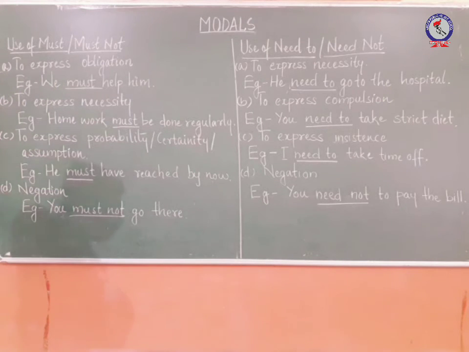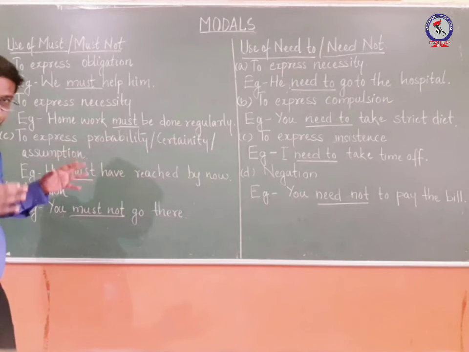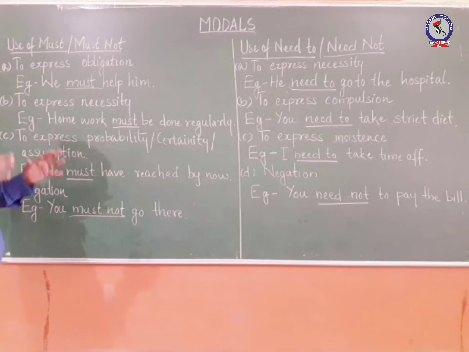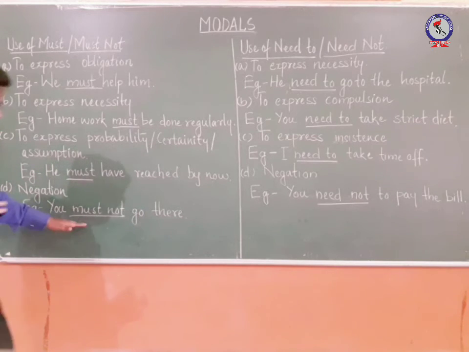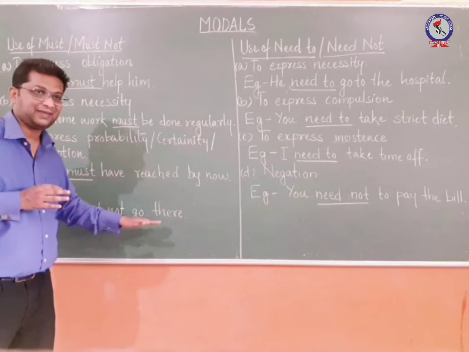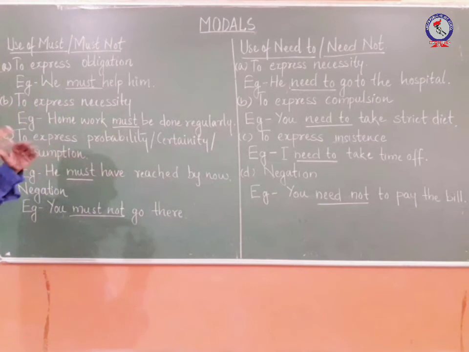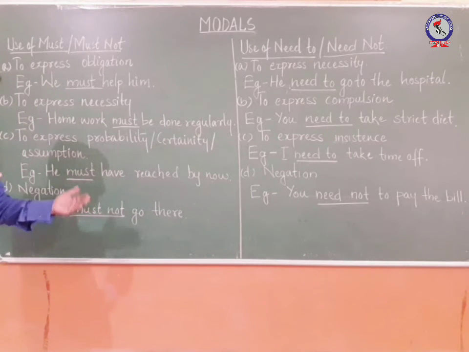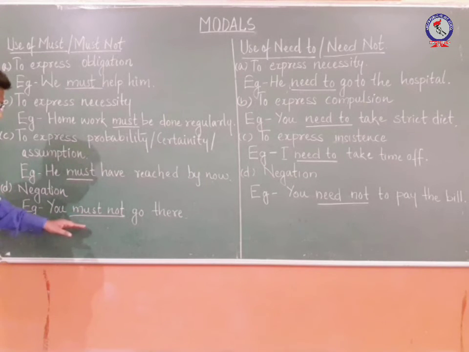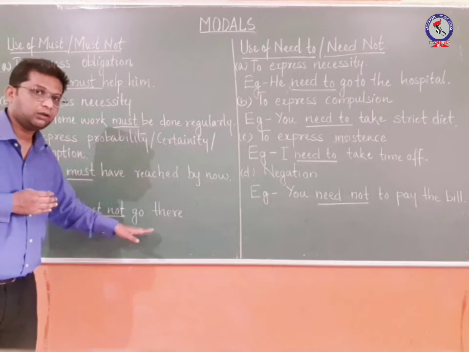Now let us see the use of must not. We will use must not in the case of negation. Negation means to refuse, to say no. So let us see an example. You must not go there. That means it is not necessary to go there. So we have used must not here. You must not go there.